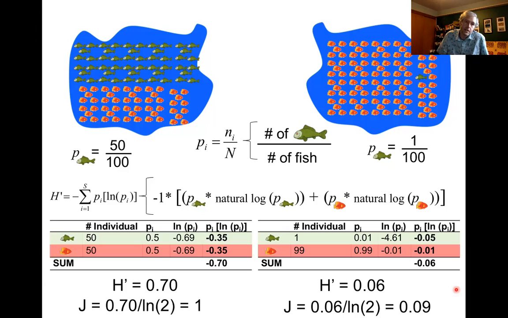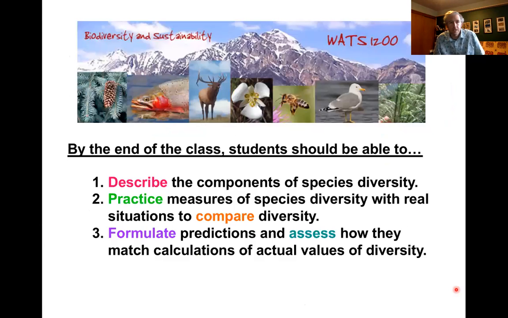I use the Shannon diversity index in a whole bunch of my research projects right now. It is a well-used and well-known piece of calculation. So as I restated, by the end of this class, you guys should be able to describe the components of species diversity, practice measures of species diversity with real situations to compare diversity, and also formulate predictions and assess how they match calculations of actual values of diversity.